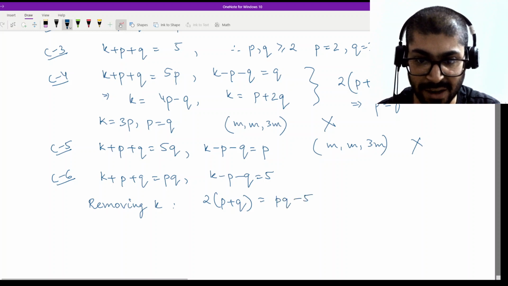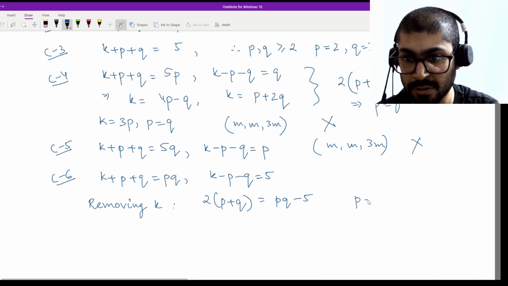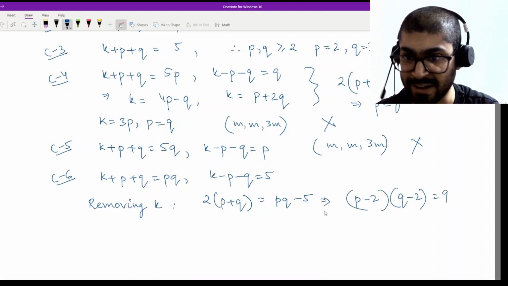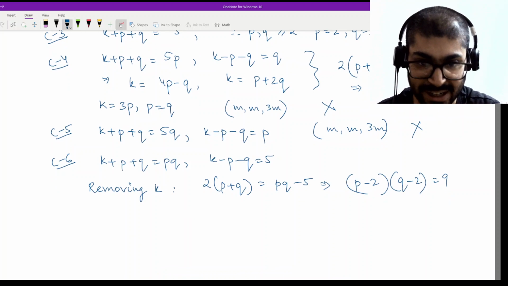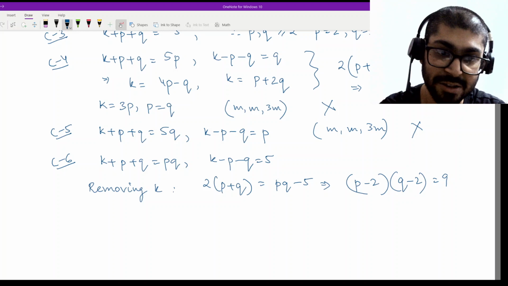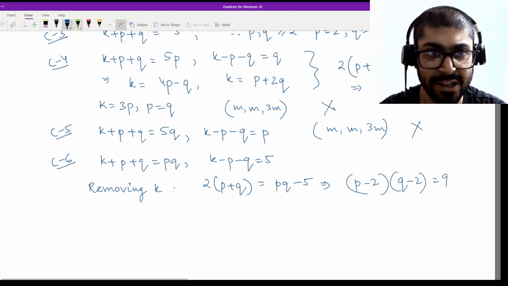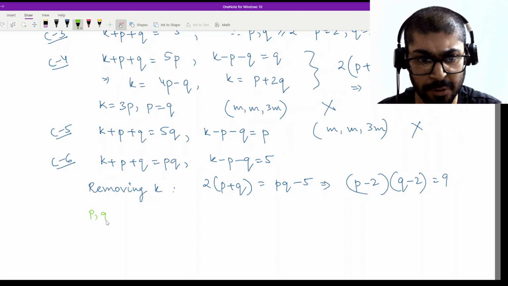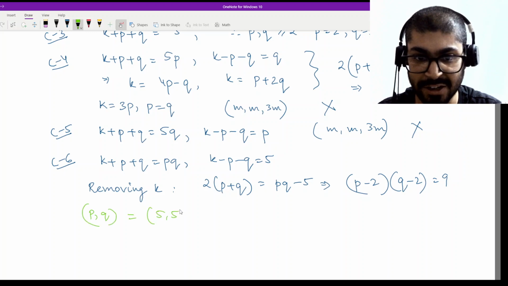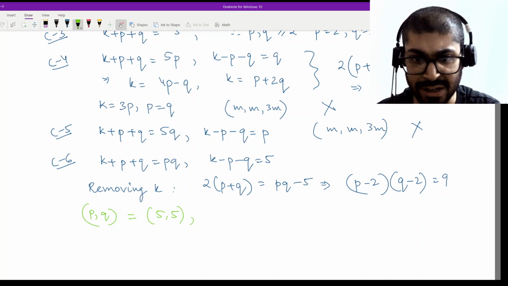Now here we have a term in pq again. So if we factorize that, you will get p minus 2 into q minus 2, that will be equal to 9. Now once we have this, we have a certain set of solutions. And what integer solutions can we get here? Let us quickly eyeball it. So p comma q can be equal to 5 comma 5, because 3 into 3 is there. Then 9 can be factored into 1 into 9 and 9 into 1, so neither of them would work.